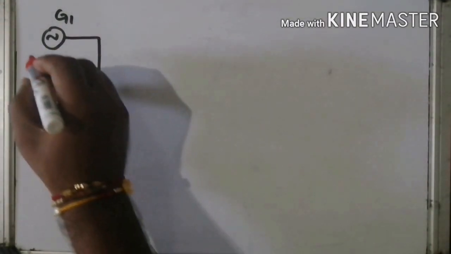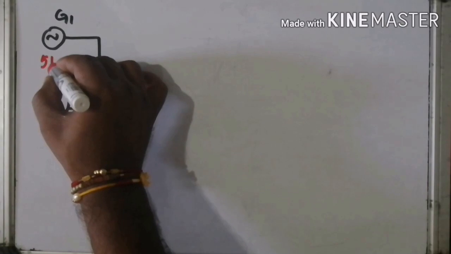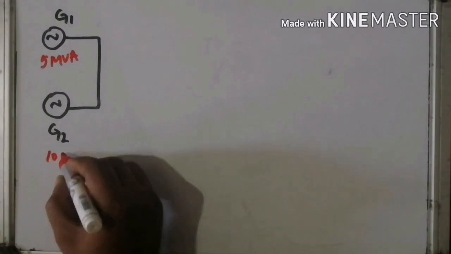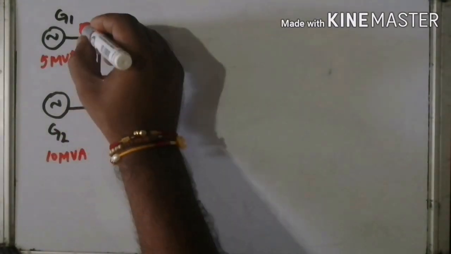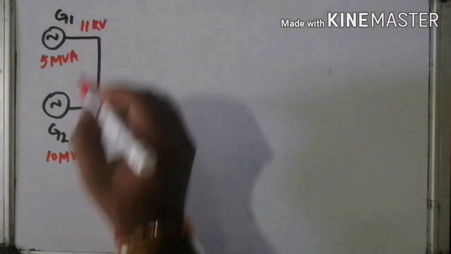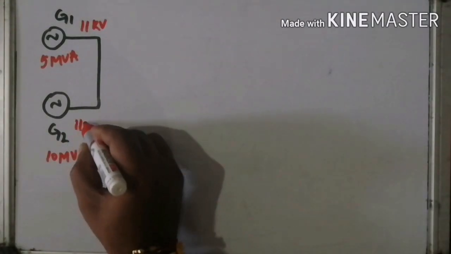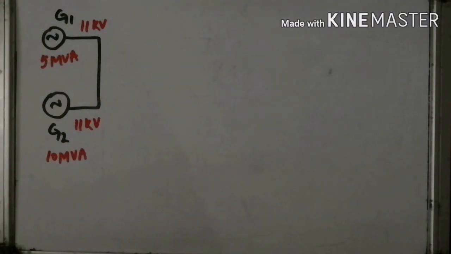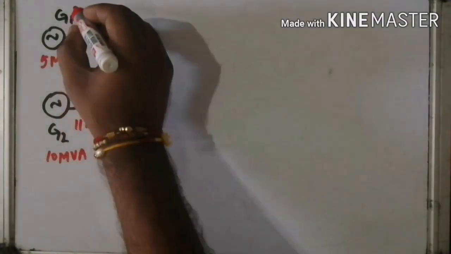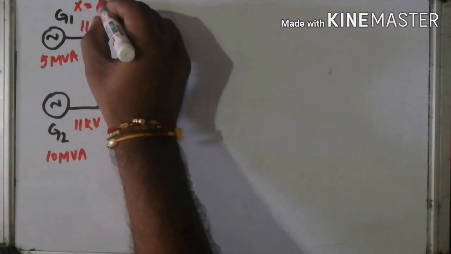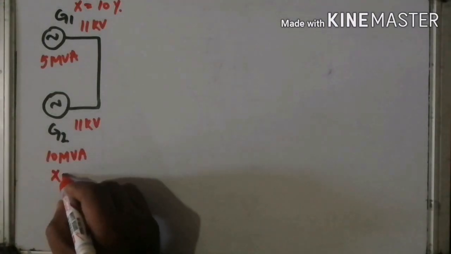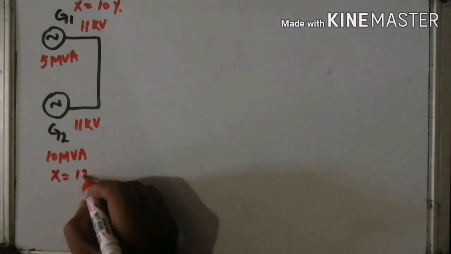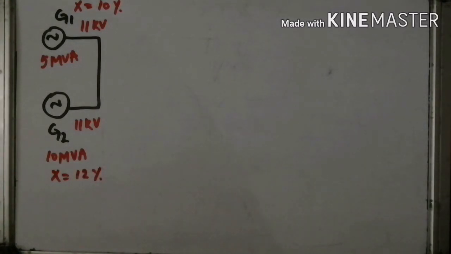The rating of this generator is 5 MVA, and the other is 10 MVA. It generates 11 kV, and this one also generates 11 kV. The reactance of this generator is 10%, and the reactance value of this generator is 12%.